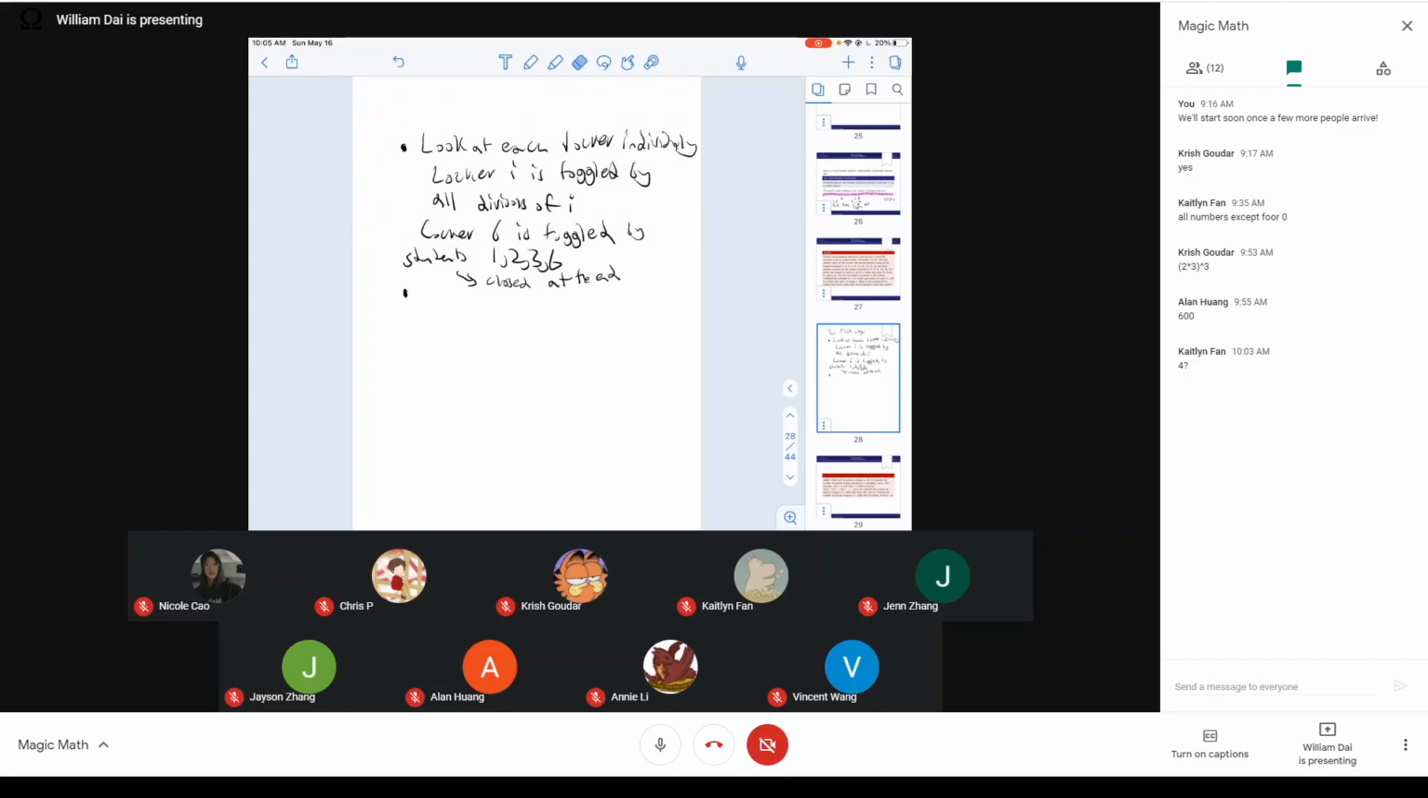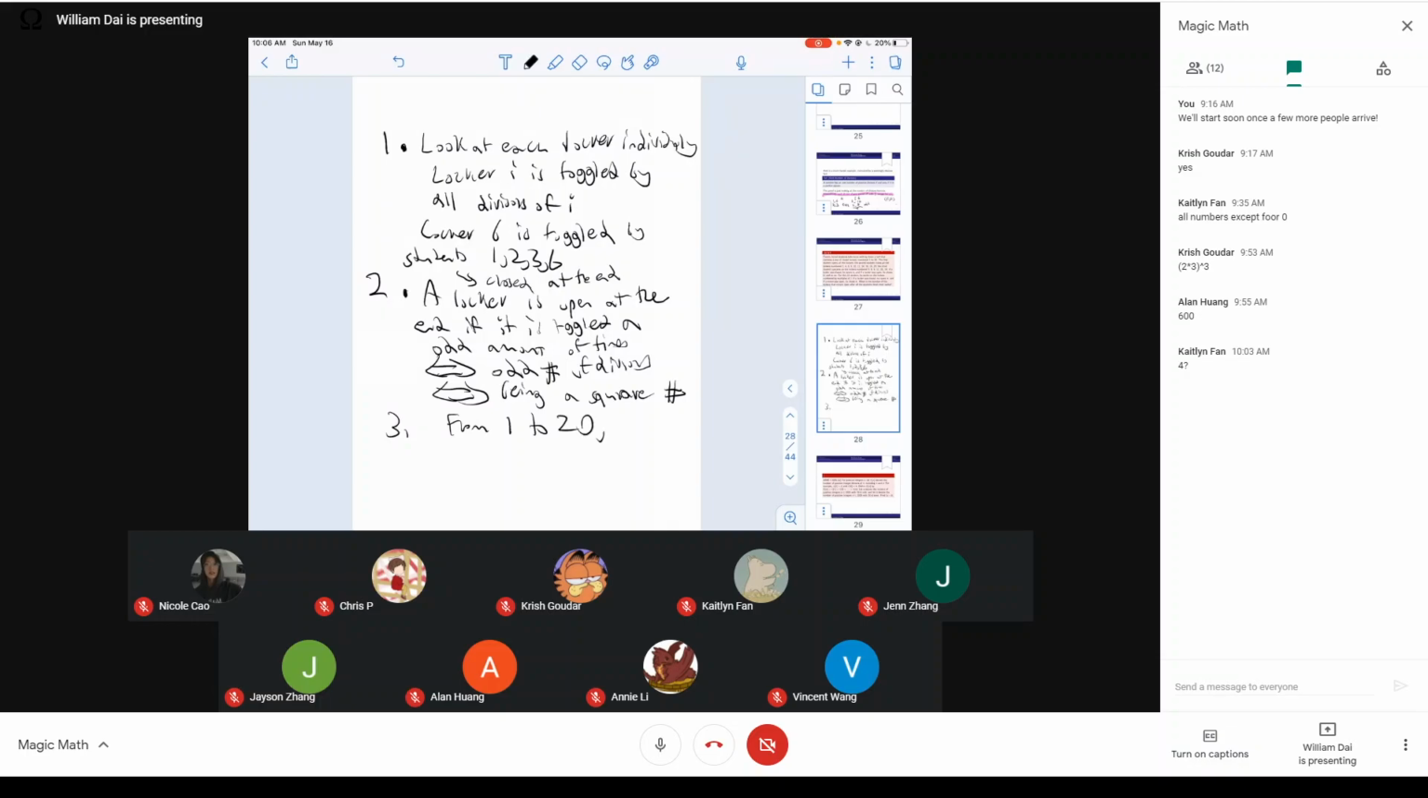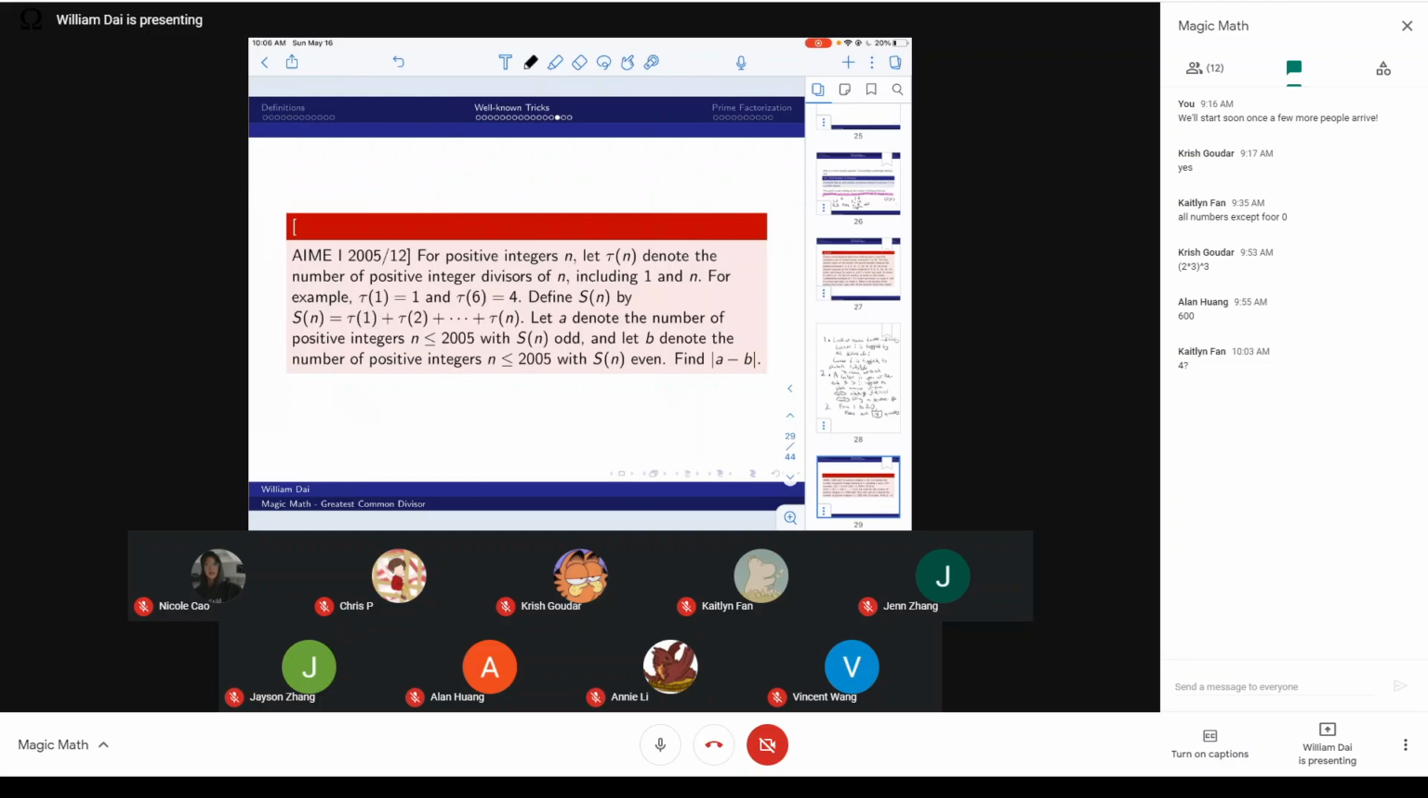Okay, and this brings us to our second step. I should organize it a bit better. So this is the first step, this is the second step. Now a locker is open at the end if it is toggled an odd number of times, which is the same as having an odd number of divisors, which is the same as being a square number. And from 1 to 20, there are 4 squares. Okay, nice. Oh, whoops, this is kind of messed up. It should be here.